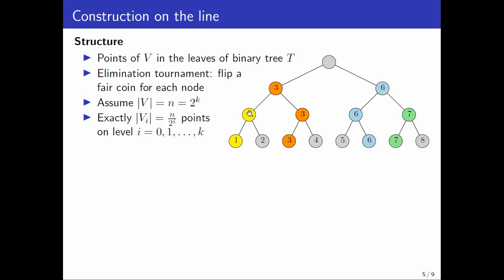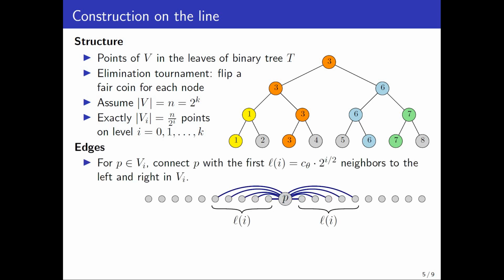In this way, we end up with a logarithmic number of levels, and we are going to use these levels to define the edges of the graph. We add edges for each of the levels separately. On level i, for each point p, we connect it to the first L_i neighbors to the left and the first L_i neighbors to the right. Then the graph is obtained by taking the union of edges for all levels. Notice that L_i is increasing with i, which means that points on higher levels have higher degrees and their edges are longer. This was the construction.